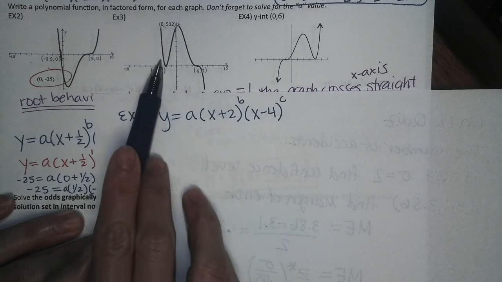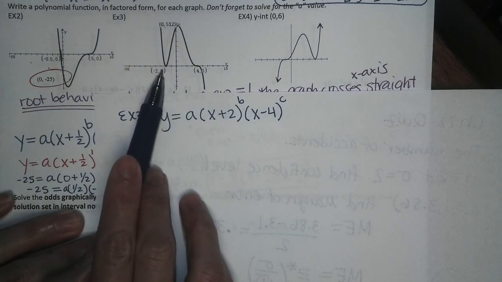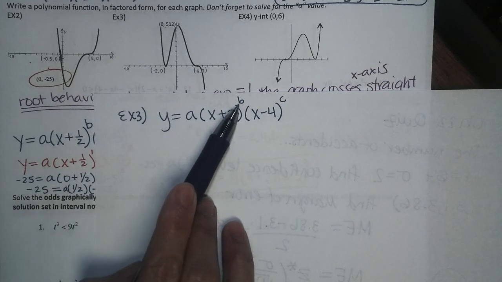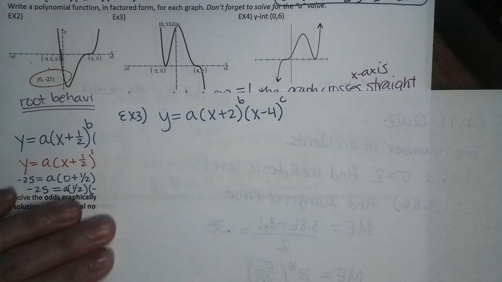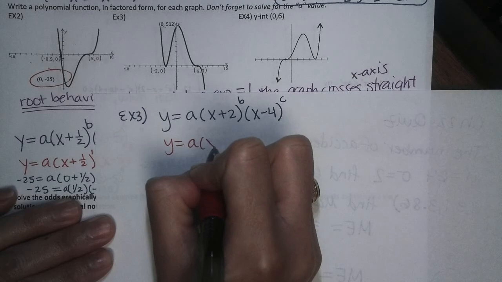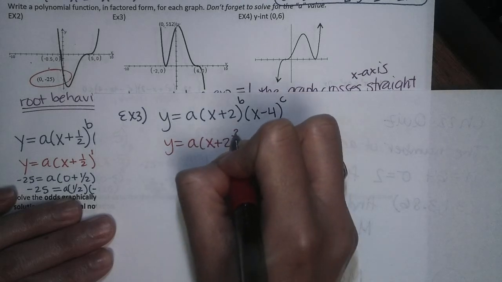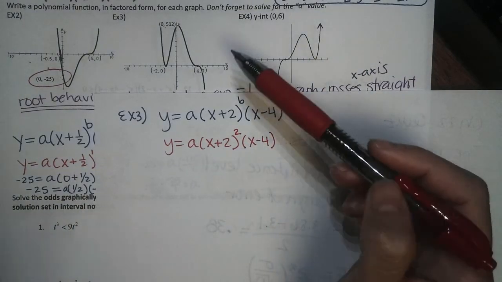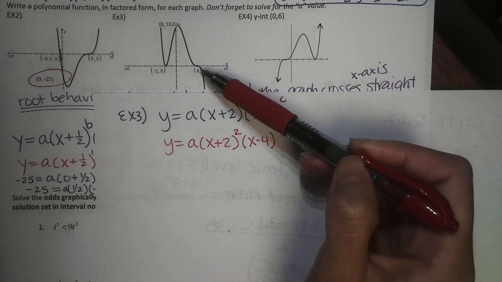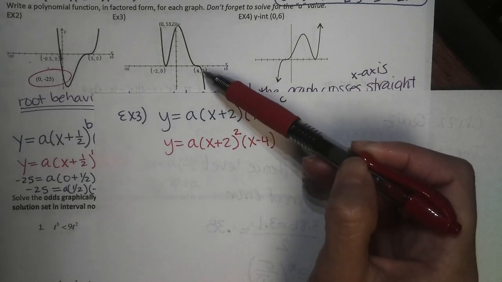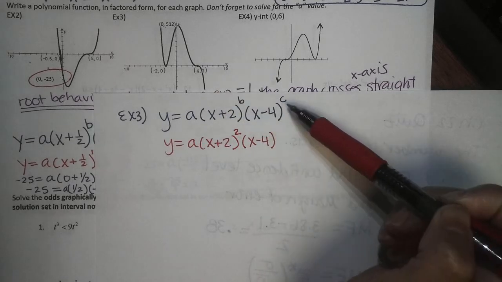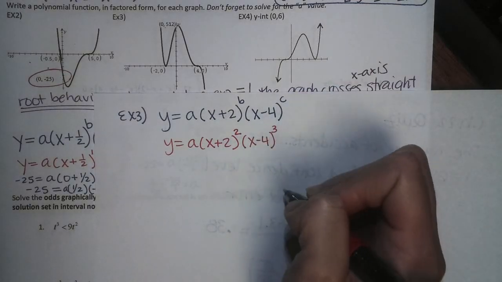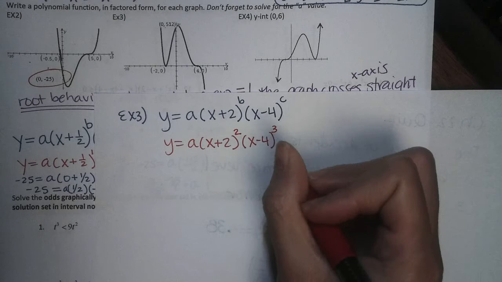At x plus 2, the graph is bouncing off the axis, so that means that the exponent here has got to be even. I would suggest you go with the smallest even number, which is 2. So let's go with y equals a, x plus 2 squared times x minus 4. At x equals 4, notice how the graph is crossing the x-axis, but it's not crossing straight through like a line, so the exponent won't be 1. It will be something odd, bigger than 1. I would suggest you go with the smallest odd number bigger than 1, so 3.